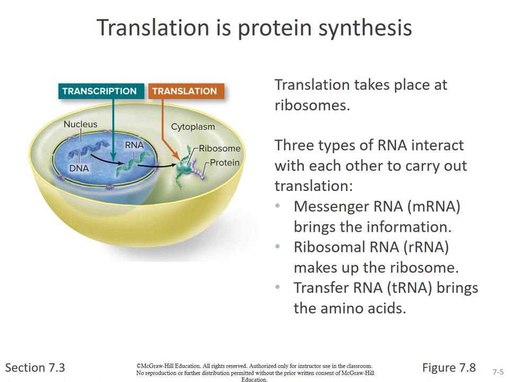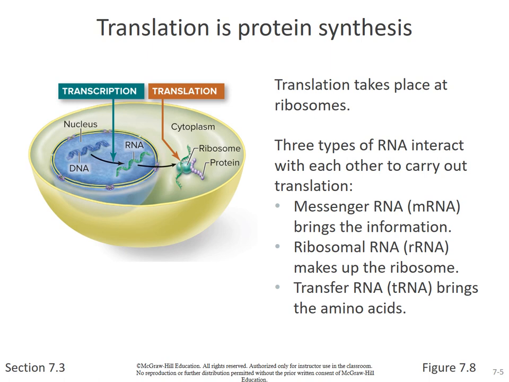Translation is protein synthesis, the creation of proteins. Translation takes place on a ribosome. Ribosomes are found outside of the nucleus. Yes, ribosomes are created in the nucleolus, but this is not where this is going to take place. The nucleolus is where ribosomes are created. Once they have been created, they go to the outside of the nucleus into the cytoplasm. And this is where translation will take place.